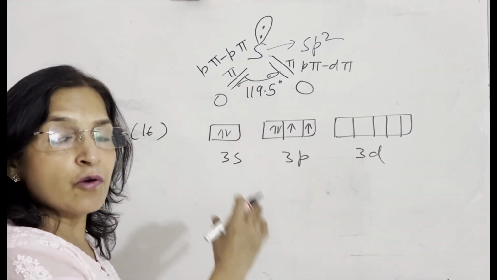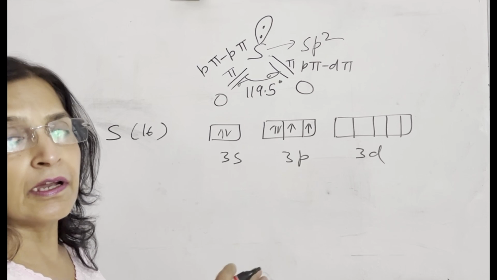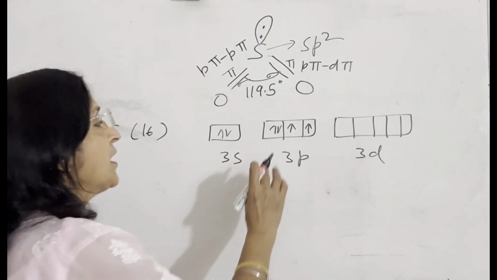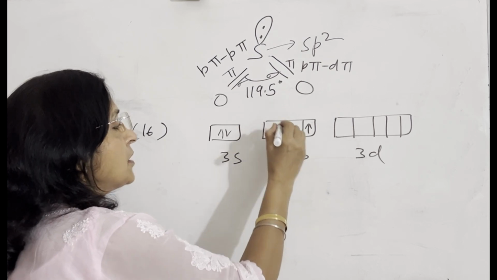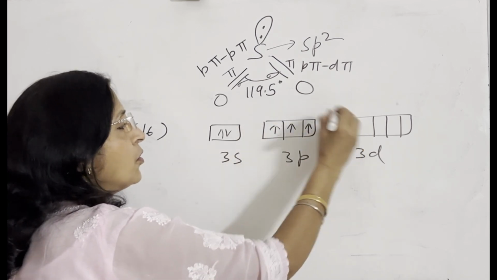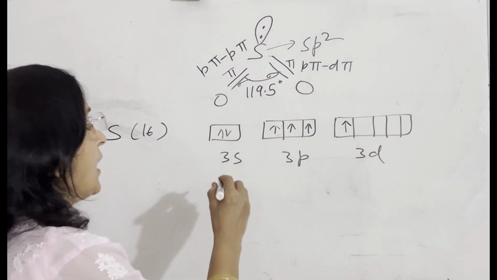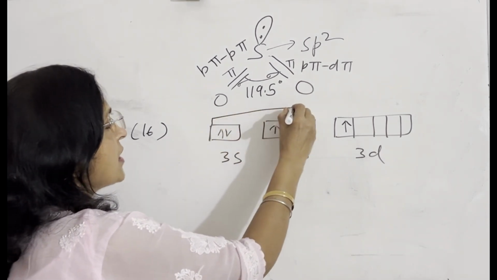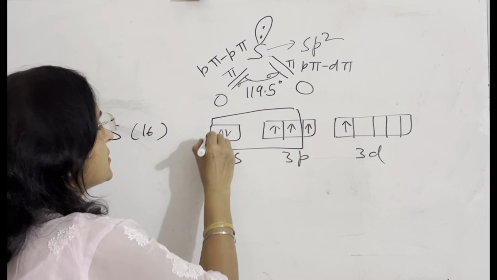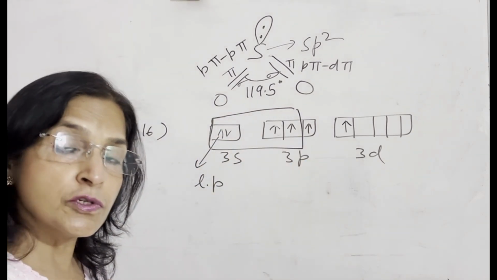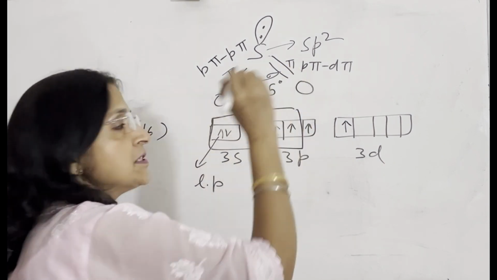This is the ground state outermost shell electronic configuration of sulfur atom. In the first excited state, electron jumps from 3p orbital to 3d orbital. Now there are 4 half-filled orbitals. In hybridization, which orbitals participate? These 3. The lone pair and these 2 half-filled orbitals form 2 sigma bonds with 2 oxygen atoms.